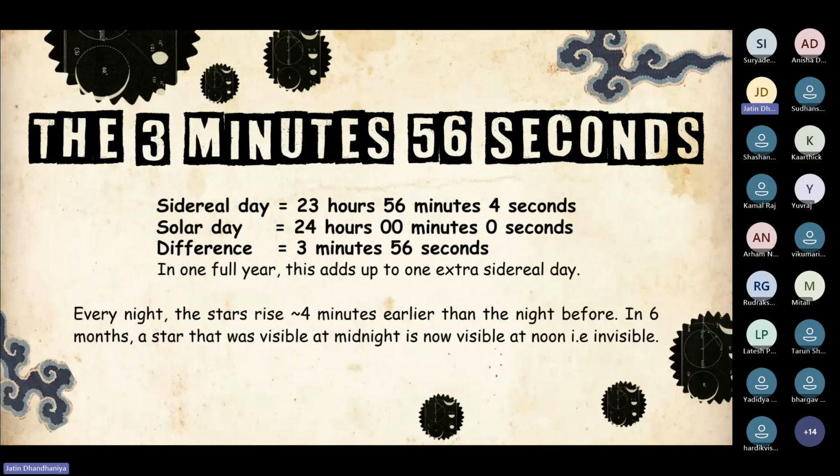So a sidereal day is equal to 23 hours, 56 minutes, 4 seconds. And one solar day is 24 hours, 0 minutes, 0 seconds. And the difference is 3 minutes and 56 seconds. In one full year, this 3 minutes and 56 seconds adds up to one whole extra sidereal day. This means that every night the stars rise 4 minutes earlier than the night before. And in 6 months, a star that was visible at midnight is now visible at noon, which means basically invisible.